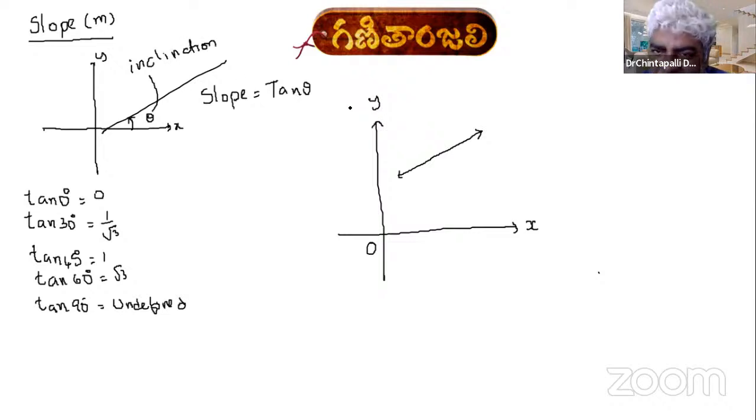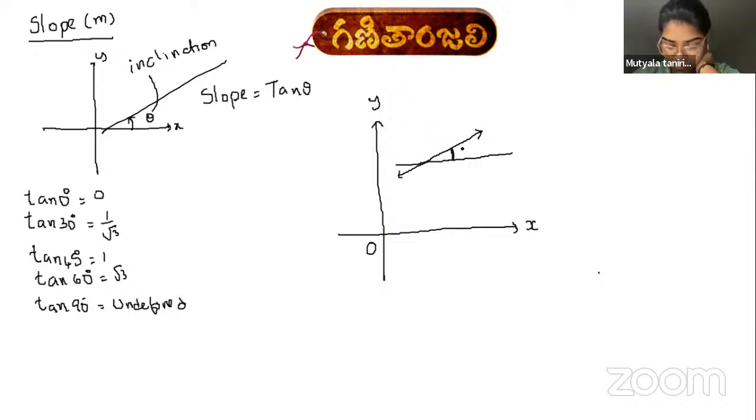Is there any way to find the inclination of this line? Yes, there is a way. Just draw a line parallel to the x-axis so that it intersects this line. We can measure this angle, and that angle is the same as the angle made by this line with the x-axis, right?